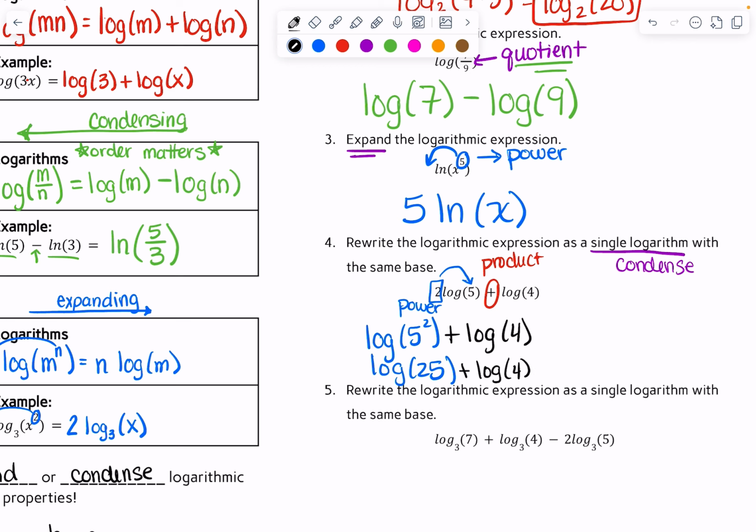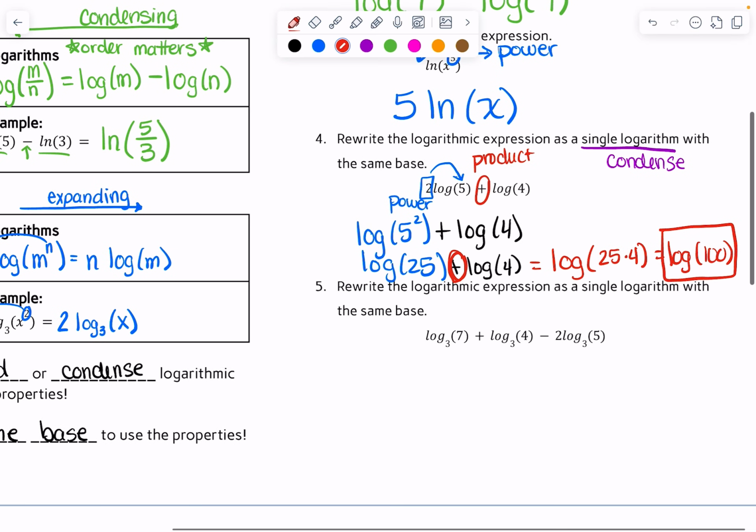And now I can still do a little bit more here. I still have 2 different logarithms. And so now I need to use that product property. And I know that the product property tells me that I can simplify this to a single logarithm where I multiply the 25 times the 4, which is just the log of 100. So I used both the product and the power property to be able to simplify that expression.